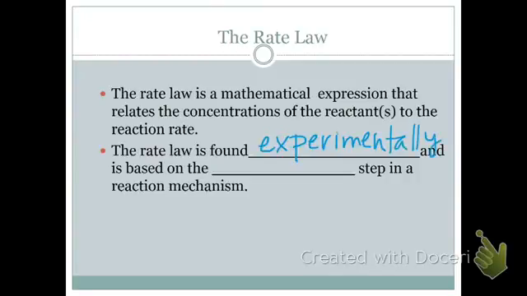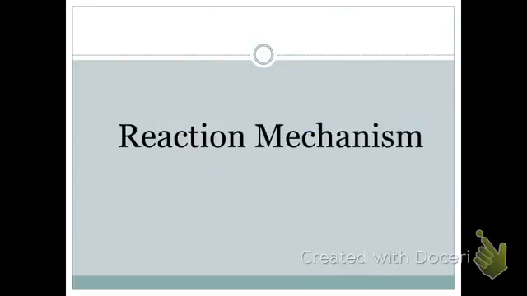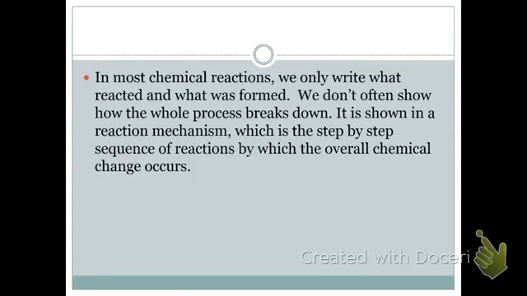And it is based on the slowest step in the reaction mechanism. And we're going to talk about the reaction mechanism in a second. It's always based on the slowest step. Okay? So kind of like the chain is only as strong as its weakest link, a reaction is only as fast as its slowest step. Okay? So let's talk about the reaction mechanism before we try to calculate rate law.